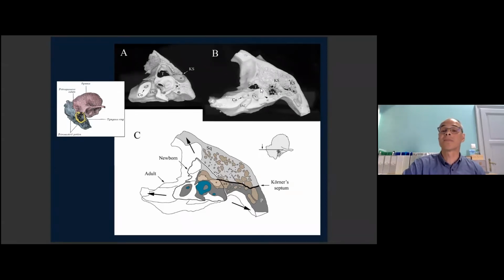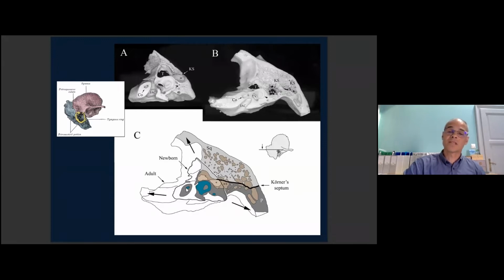This area is the same, and it is important, for instance, for implantation of a Vibrant Soundbridge. The most common implantation area for the Vibrant Soundbridge is the short process of the incus. If you make a mastoidectomy, you can find the short process here and the incudal fossa, and it means in a newborn you could do that without any problem.